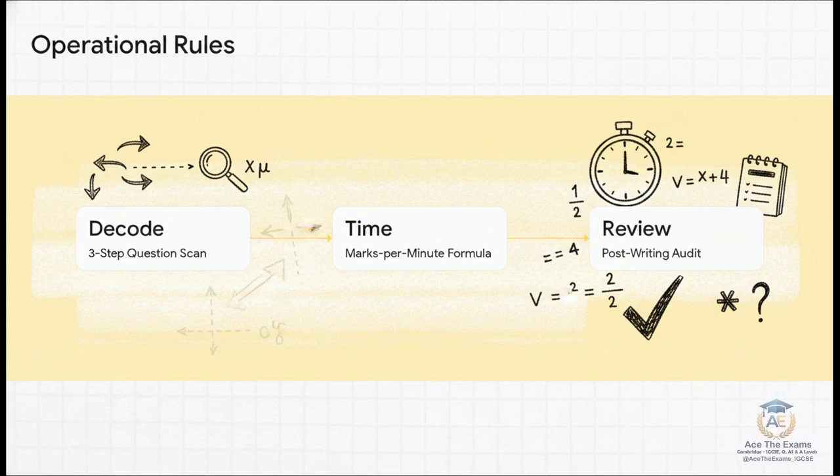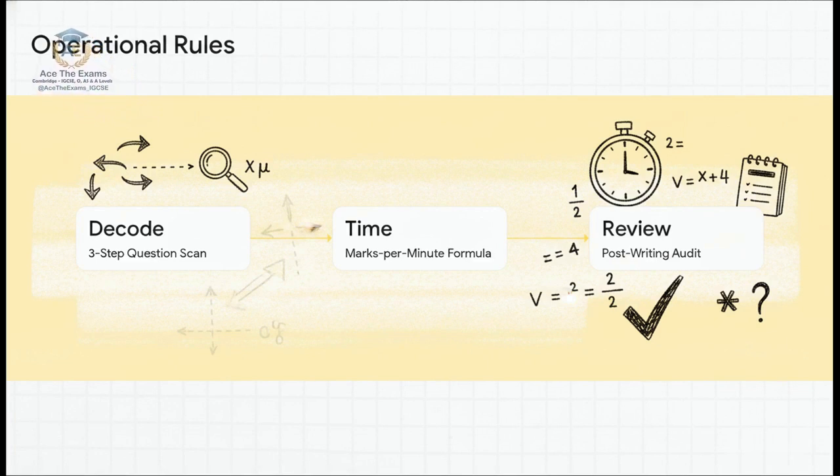Rule 1, the 3-step question scan for decoding. Read the scenario, identify the exact command word, and immediately highlight the direction vectors. Rule 2, the marks per minute formula for timing allocation. If it's a 6-mark question, allocate your time strictly to clear algebraic proof, not to drawing beautiful 3D sketches that yield 0 marks. Rule 3, the post-writing compliance audit.